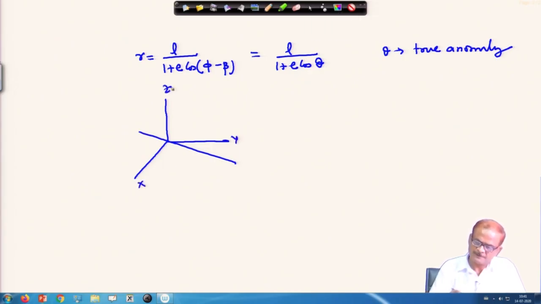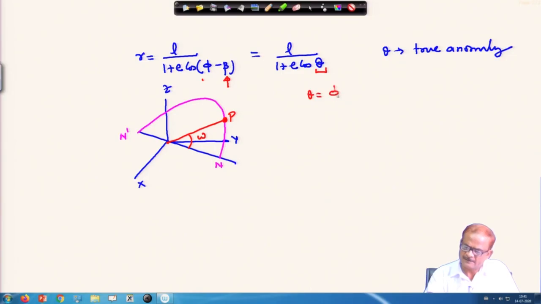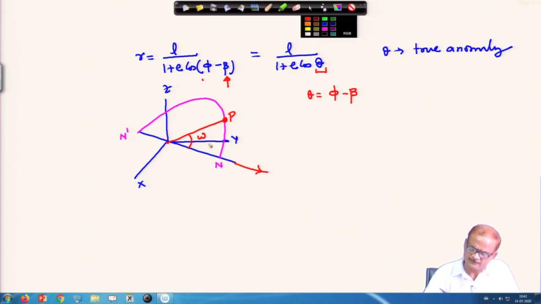This is x, y, z, the inertial frame, and then we have the orbit here. This point was n, n prime, and the perigee position is lying somewhere here. So, this angle we have written as omega. So, what appears in this place? Actually, what we have written here as theta, we are getting as phi minus beta. Phi is being measured from a certain reference. So, if we measure phi from this reference, in this direction, let us say this is phi, and then beta will become this angle from here to here.